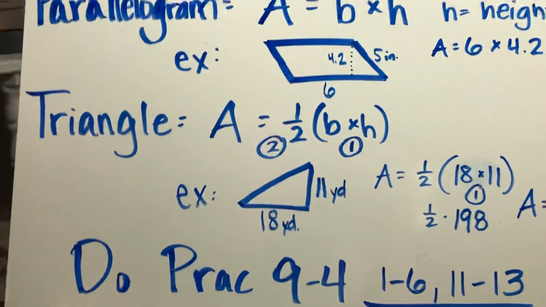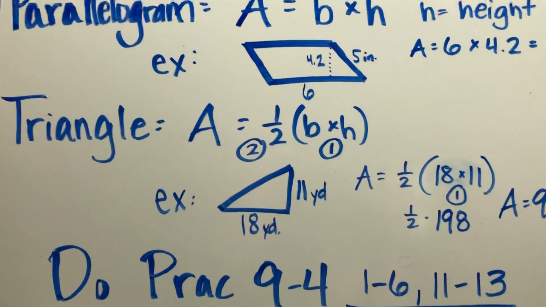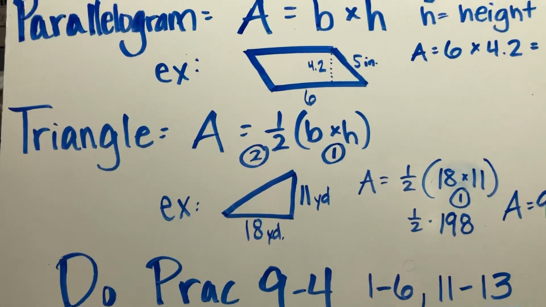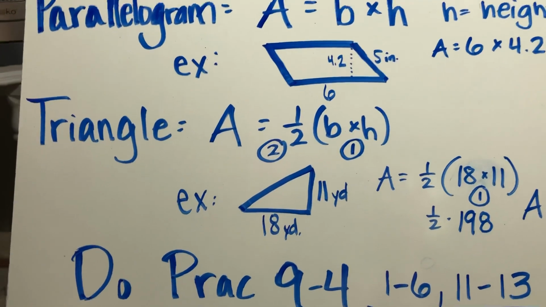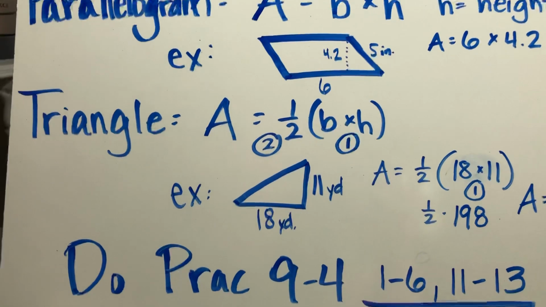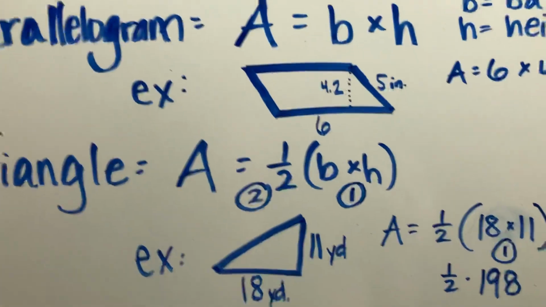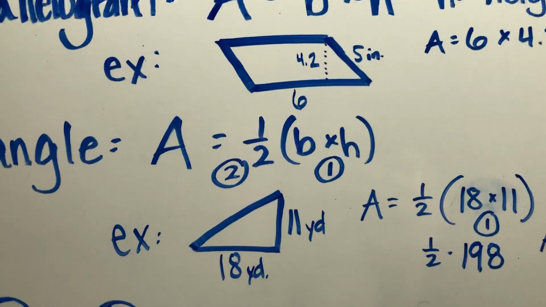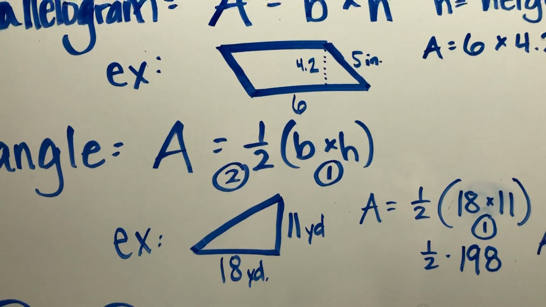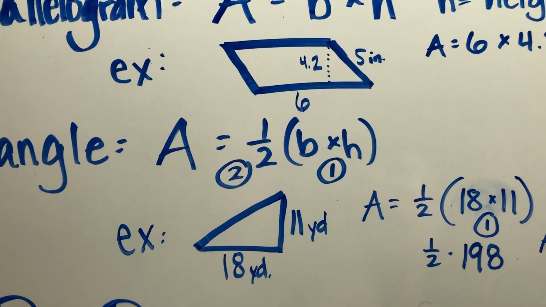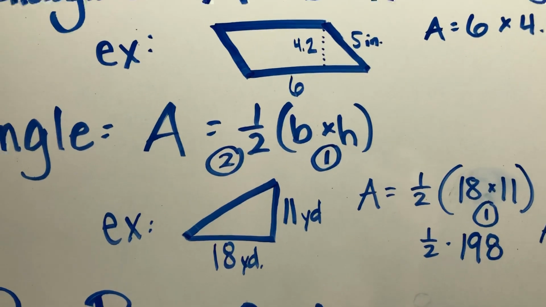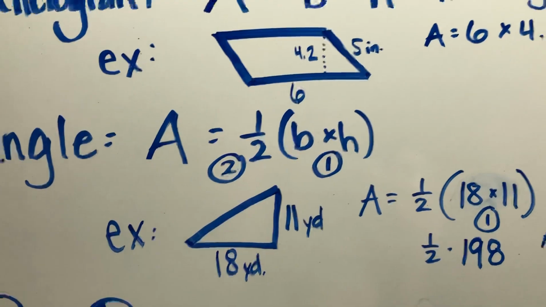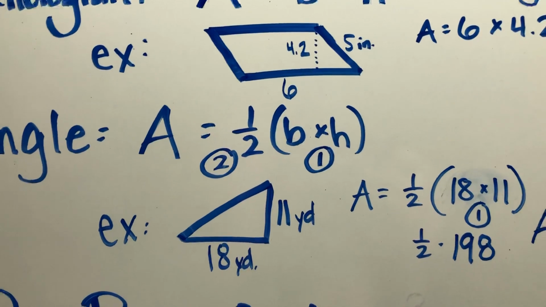Next one, the triangle. Its formula has an extra step to it. It's going to be area equals half of what your base times height is. So you have 2 steps, and I gave you the little 1 and the 2. First thing you need to do, as we follow the order of operations, is to do the parentheses, base times height. And then the second part is that I need to divide that answer by 2, or in other words, I need to take half of it.